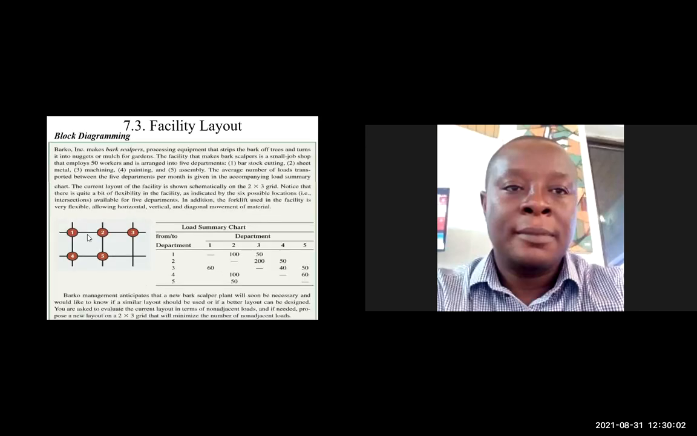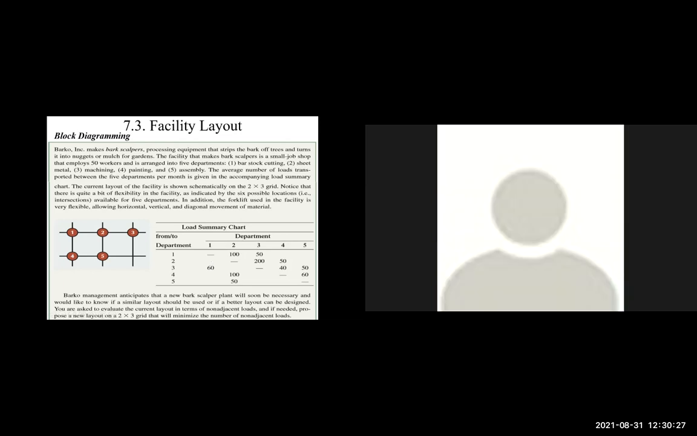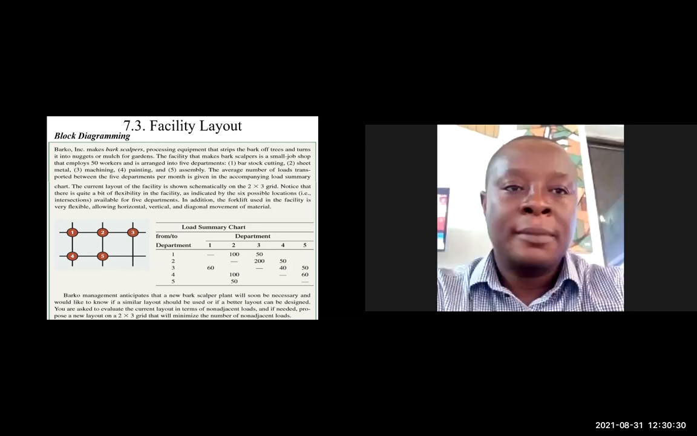So the question says, look at the current layout and the load summary chart and see whether you can rearrange this to make it better. To start, look at 1 and 1. What is the load there? Dash. It's the same department, so there is not going to be any load. Likewise 2 and 2, and 3 and 3. That's why you see dashes. So you don't include them when you are ranking the loads.